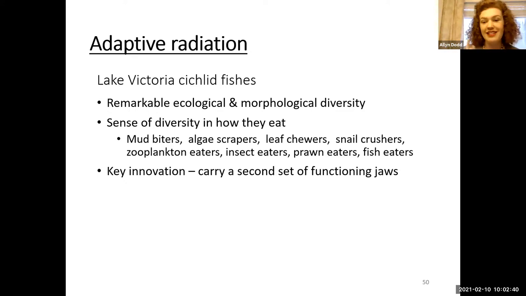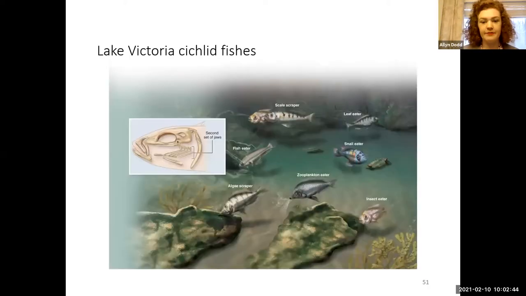In cichlid fishes, it's a second set of functioning jaws. That's nice. So here it's just showing you, they have a second set of functioning jaws, and thus there was evolutionary room essentially for the mouth parts of the fishes to adapt to all these different feeding niches. Isn't that crazy? And so then you have all of these different feeding niches that could be exploited in the lake.